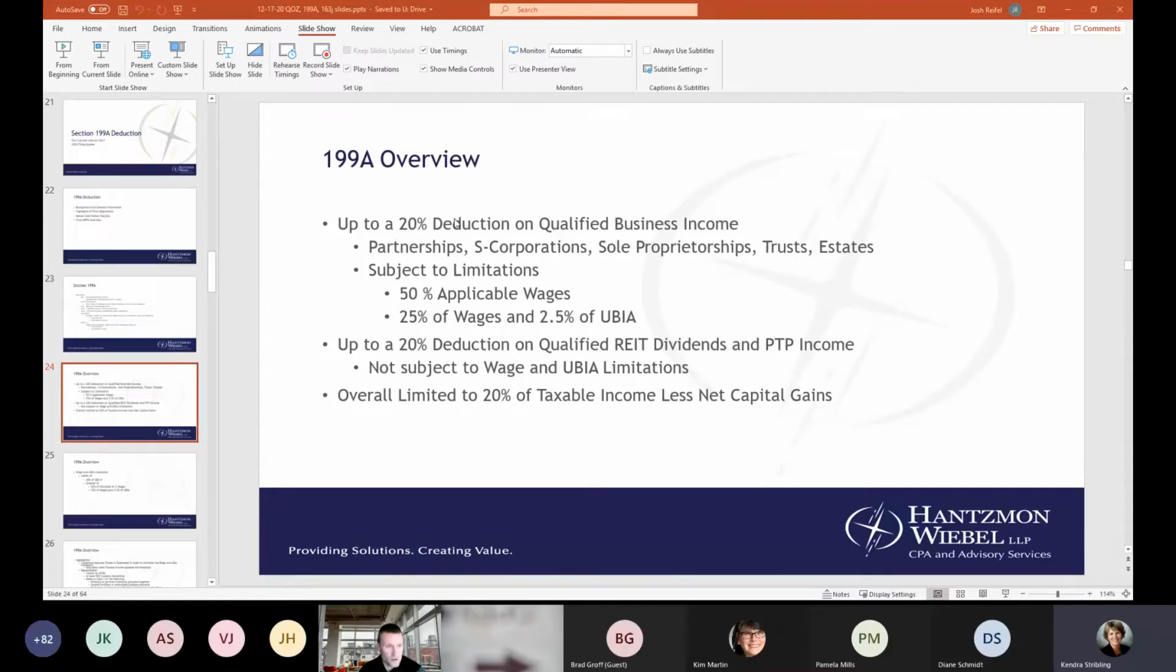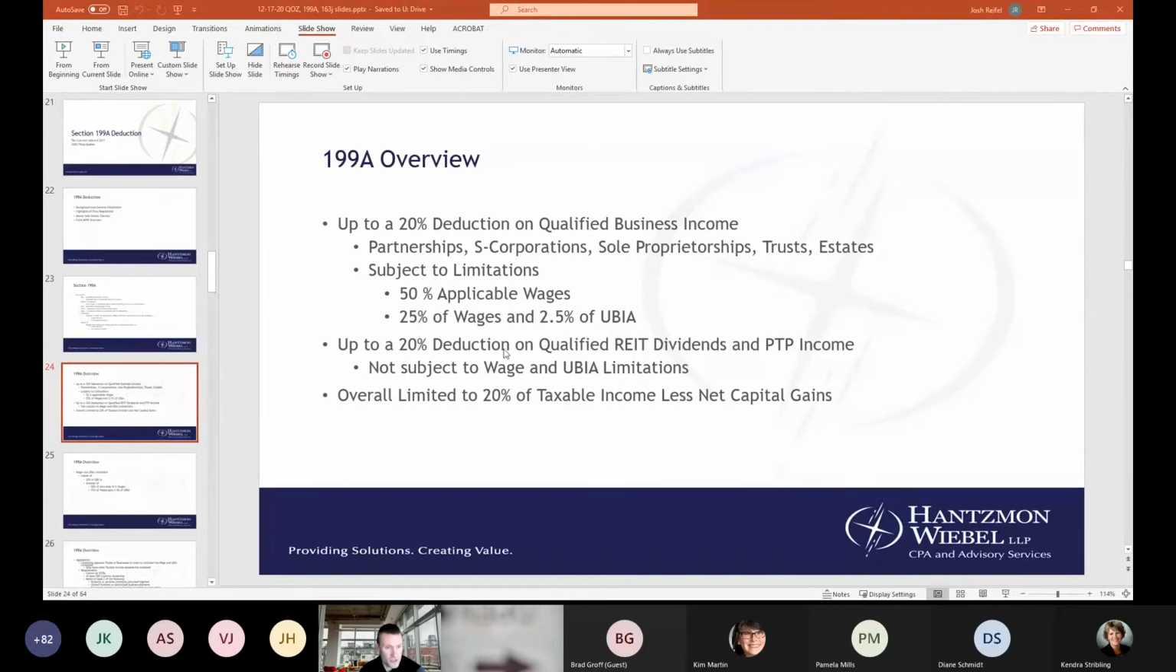This is a very brief overview. What is the deduction? It's a 20% deduction on qualified business income, which, as I said, is partnerships, S corps, sole proprietorships, and some trusts and estates. It is subject to several limitations, the first of which would be the wage and property limitations, which I'll go into in a little bit.